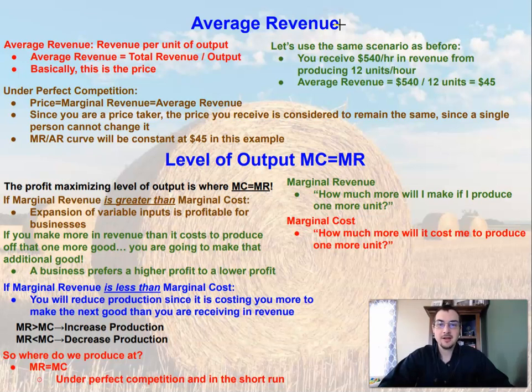Stick it on a sticky note. Stick it over there by your mirror where you look at every single morning. Marginal revenue equals marginal cost. That is the profit maximization point. That is where a producer is going to be producing.